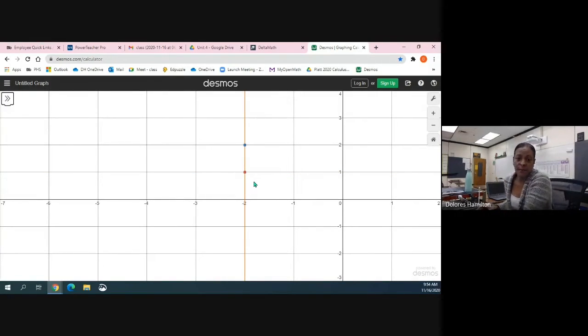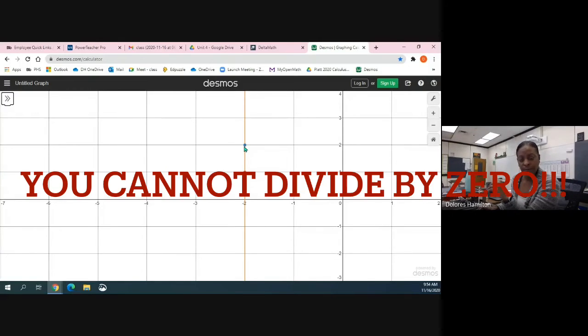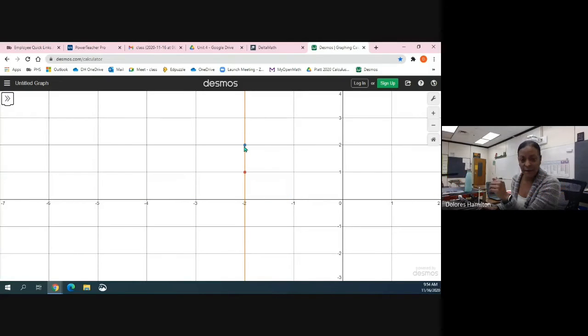And the same thing goes for the vertical lines. You'll notice here, to get from this point to the next, we would go up 1, so my rise would be 1, and then over 0. And that would give us a ratio of 1 over 0. That's not defined. We cannot divide by 0.